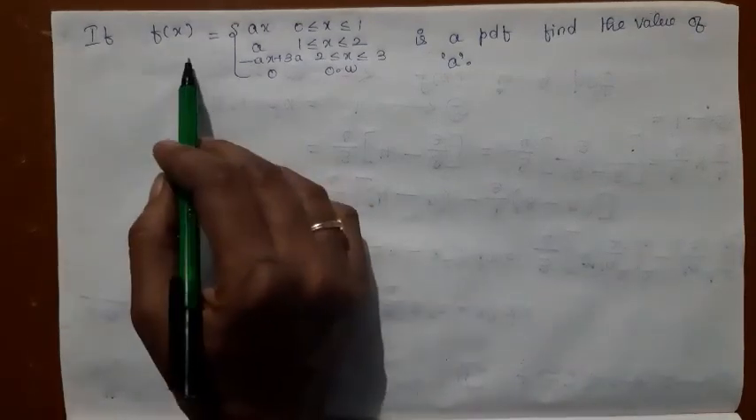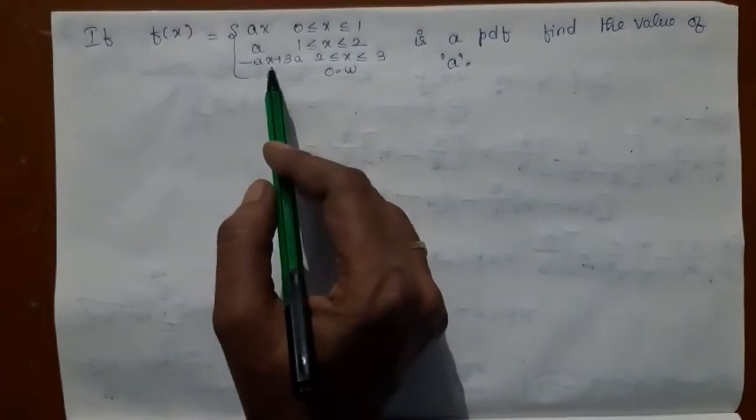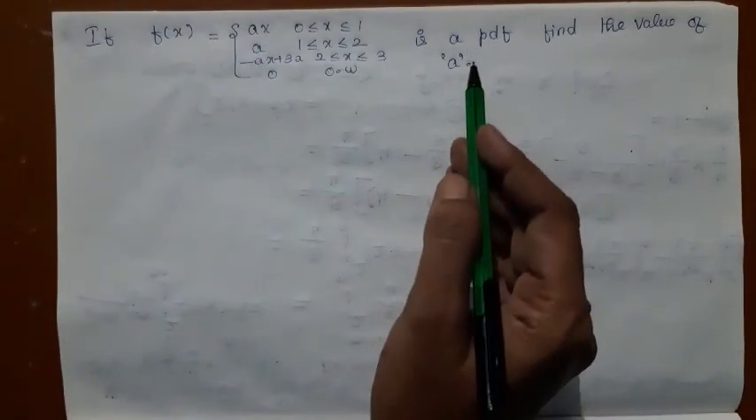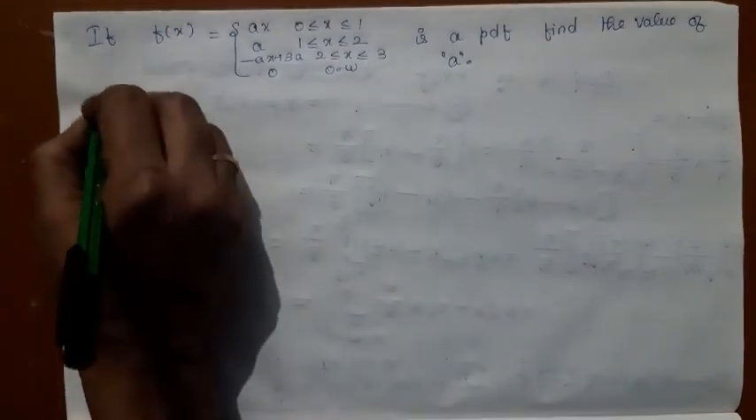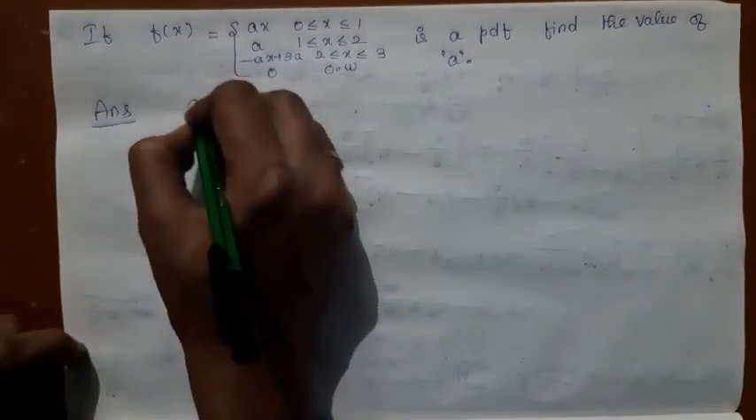Fine. Now we shall consider the problem of finding a constant a if it is given that a function is a PDF. Here a constant is involved in the function. It is known that f of x is a PDF. If it is a PDF, what will be the value of a? That has to be determined. To do so, if it is a PDF, what is given?